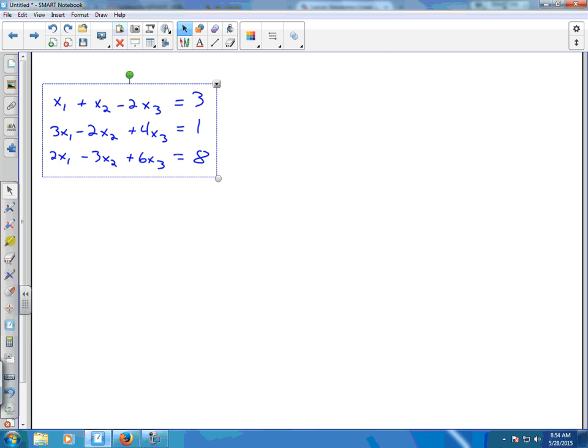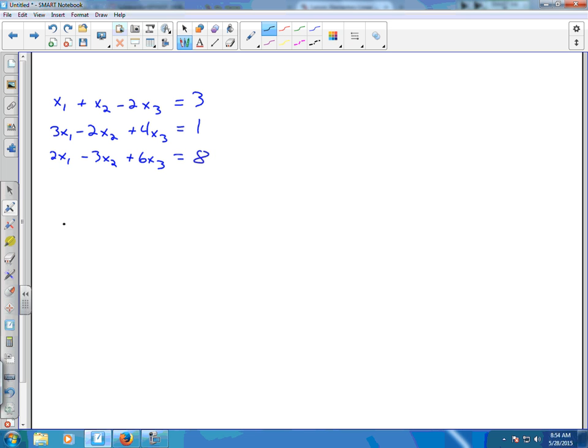So to get a 0 here, let's think about this real quickly. If this is a 3, what's the opposite of that? Minus 3. So the reason we wanted a 1x1 there is, what's the easiest number to multiply by?